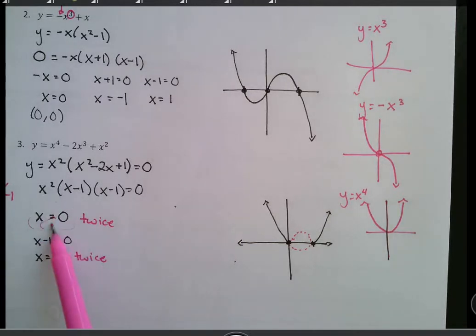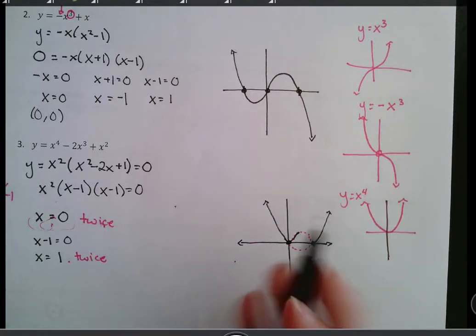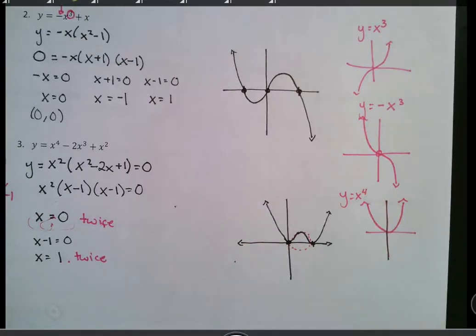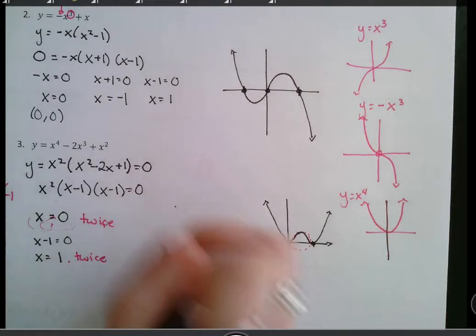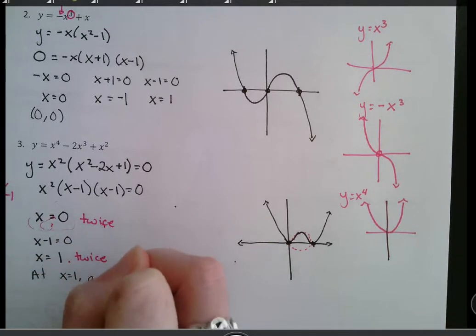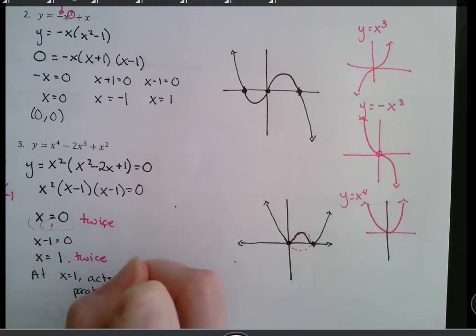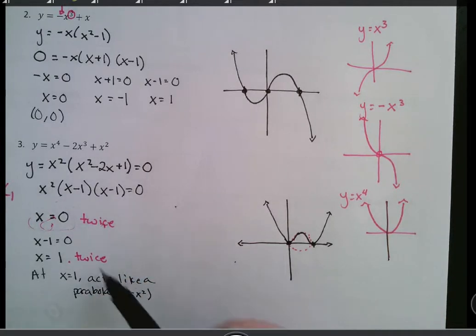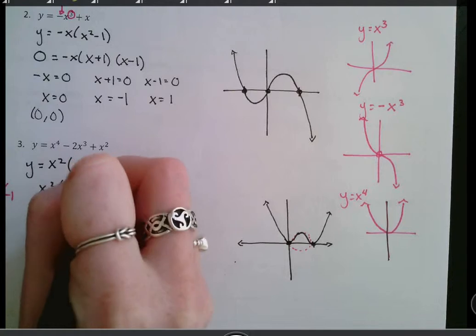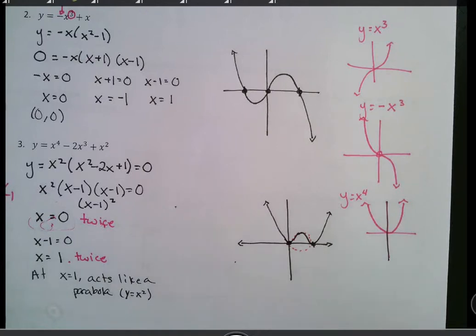Because this x equals 0 occurred 2 times, it actually bounces off. Because this one occurred 2 times, this bounces off. It makes that W shape. So one way to help remember this is because these are squared. When they're squared, they act like parabolas at that point. So for this one, at x equals 1, it acts like a parabola, that y equals x squared. Because it was from a squared function, I could have rewritten this as x minus 1 squared. So at each of these points near it, it behaves similar to the x squared function.